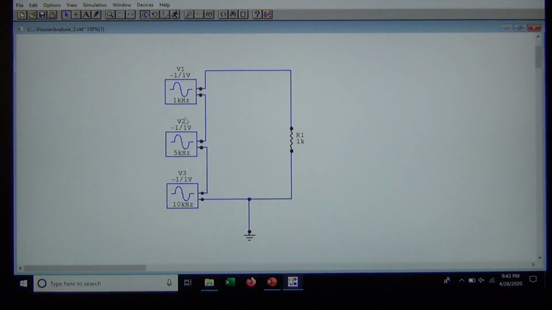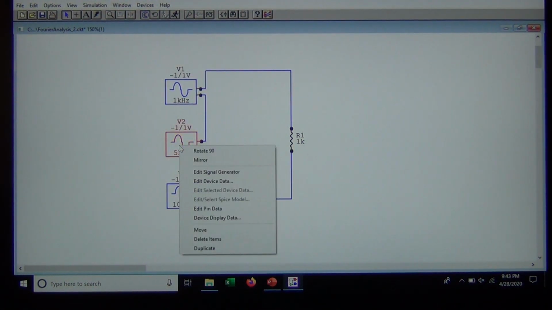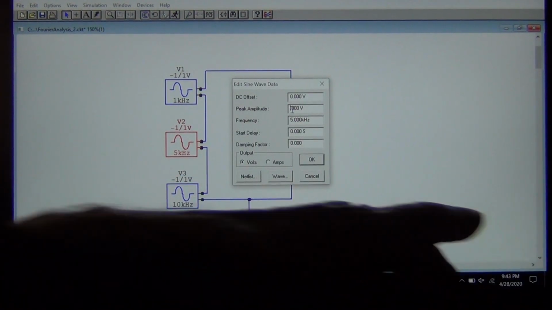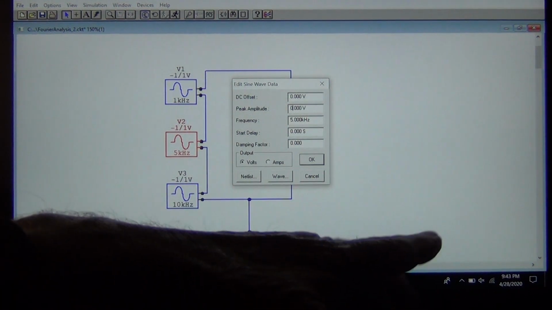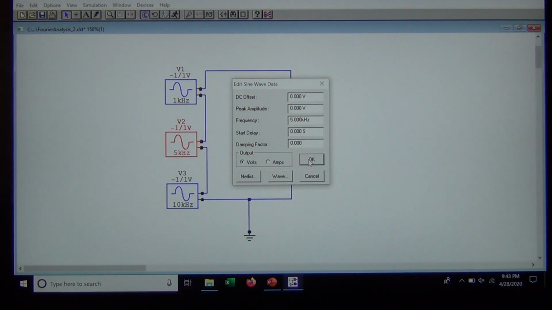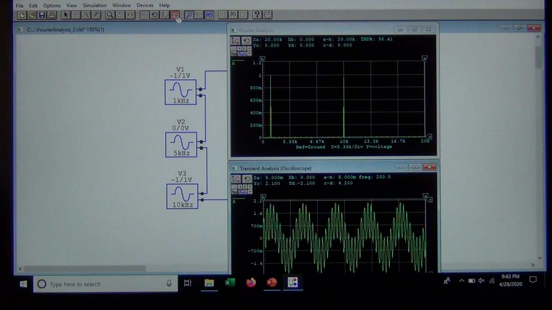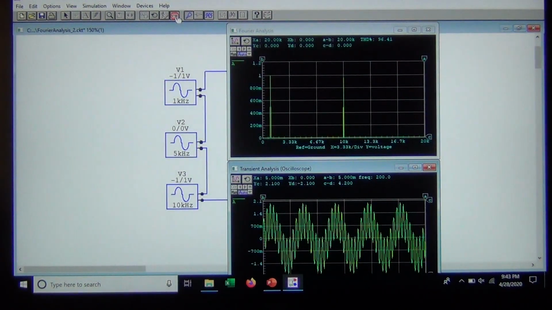Now, I'm going to go to the middle one here, and I'm going to edit this, and set my peak amplitude to 0 and hit OK. So what I've effectively done is gotten rid of that middle signal generator. By the way, a signal generator with 0 output is considered to be a short. So if I run this now, what we see is these two distinct displays.